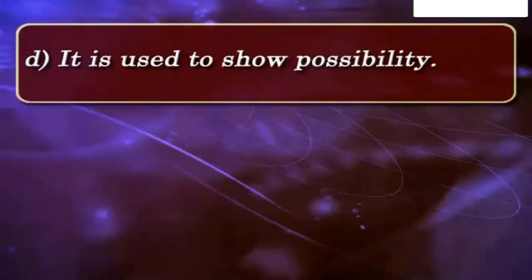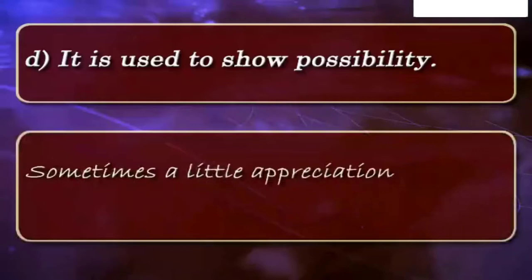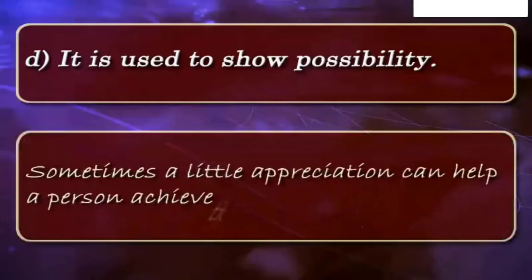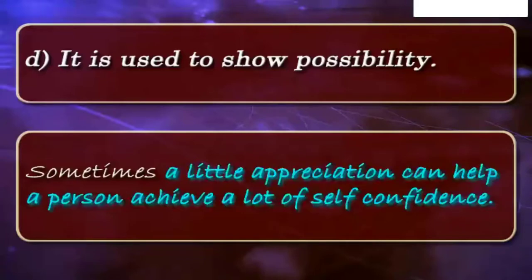D. It can also be used to show possibility of something. Sometimes, a little appreciation can help a person achieve a lot of self-confidence. Here, can is used to show the possibility of a little appreciation helping a person achieve a lot of self-confidence. Next type of modal helping verb is could.